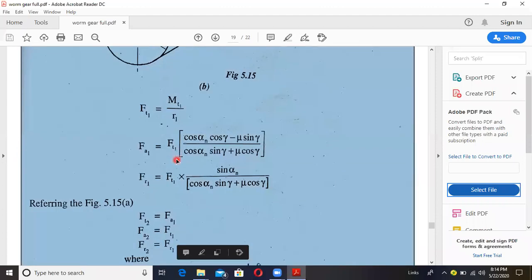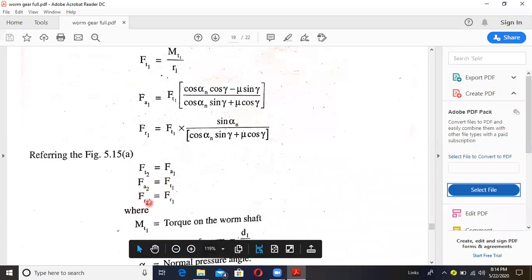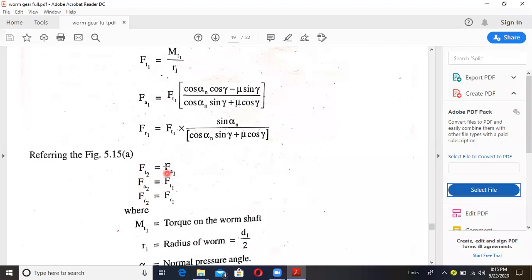Same thing, we have other formulas, that is, the forces acting on the worm wheel. So Ft2 is the tangential force acting on the worm wheel, that is equal to Fa1. Fa2 is the axial force acting on the worm wheel, that is equal to Ft1. Fr2 is the radial force acting on the worm wheel, that is equal to Fr1. So already I told that the forces acting on the worm wheel are equal and opposite to the forces acting on the worm. Therefore, these are the formulas we are going to use to calculate the forces on the worm and the worm wheel.